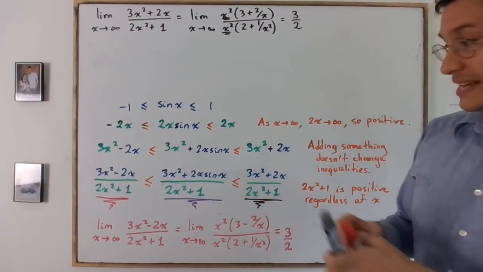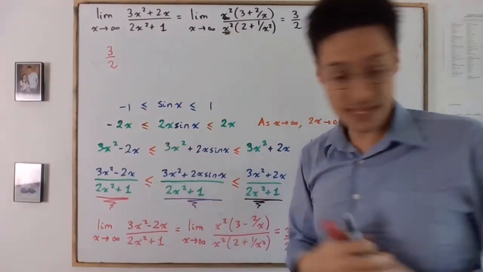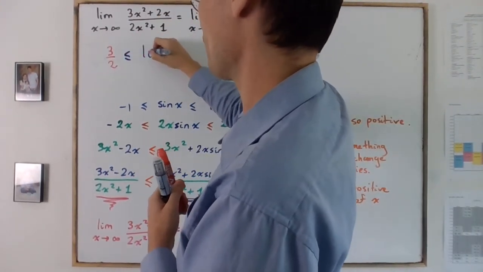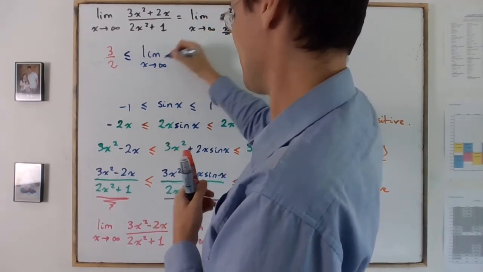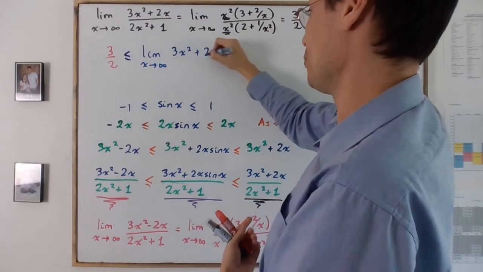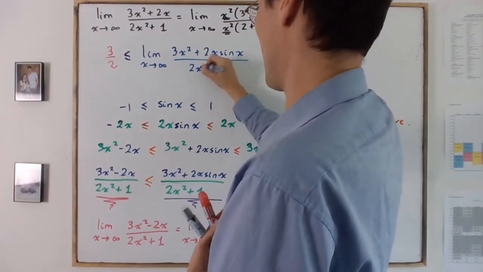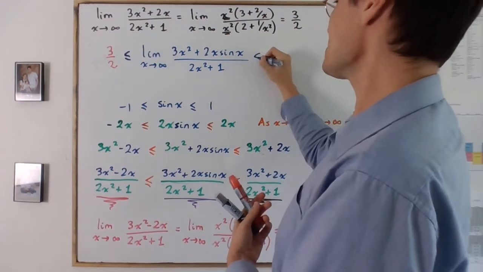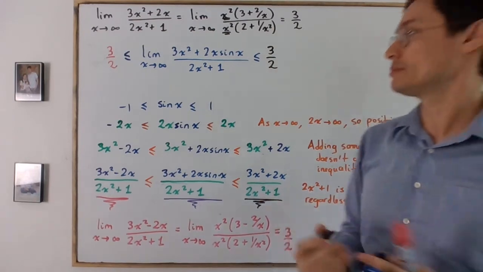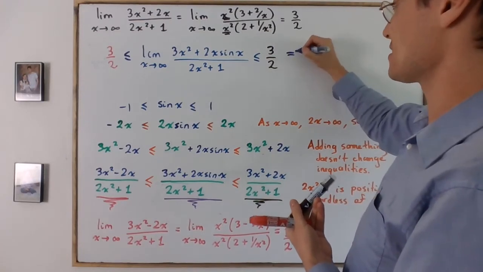What we discovered is that the red limit, which is 3 over 2, is smaller or equal than the limit as x is approaching infinity of this function right here, the 3x squared plus 2x sine of x over 2x squared plus 1, which in turn is smaller or equal to the black limit, which is 3 over 2. So by the squeeze theorem, you can easily conclude that the overall limit is 3 over 2.